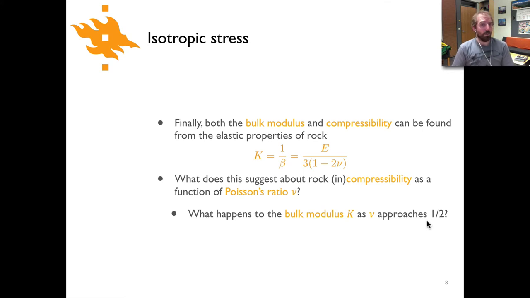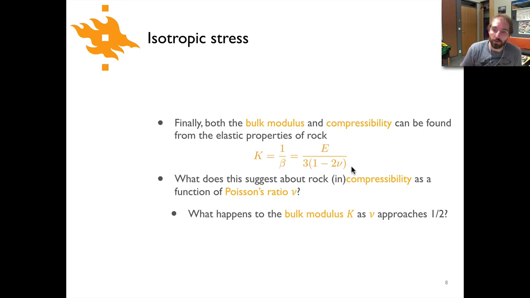All right, so what did you come up with? What happens to the bulk modulus K when the Poisson's ratio approaches 1/2? Well, if you put in the extreme value of this, put in 1/2 here, what you see is you get 1 minus 2 times 1/2, or 1 minus 1, and you are dividing by 0 in that case. So in other words, the bulk modulus is infinite.